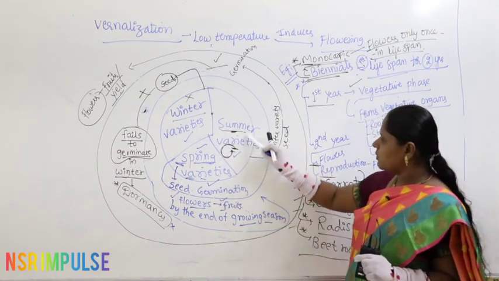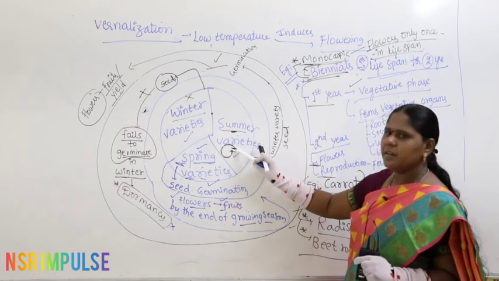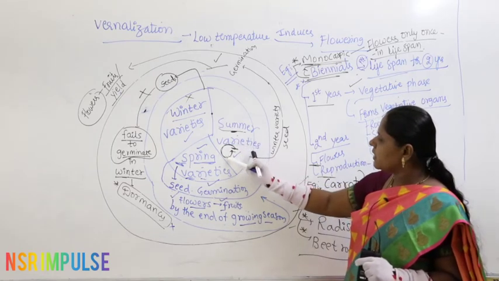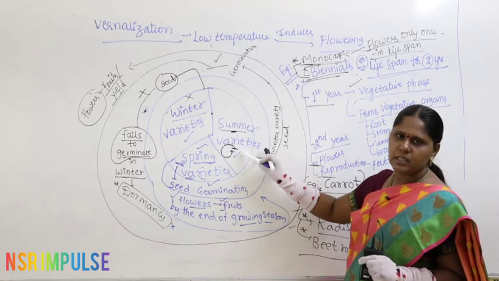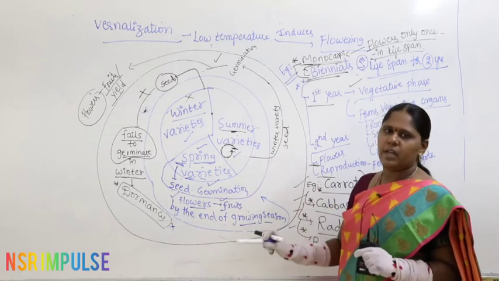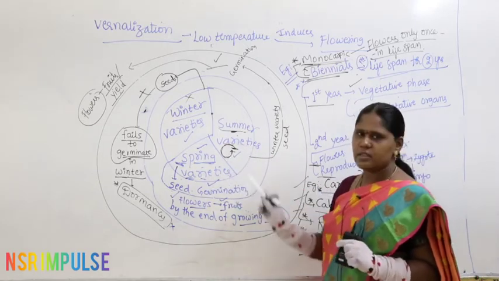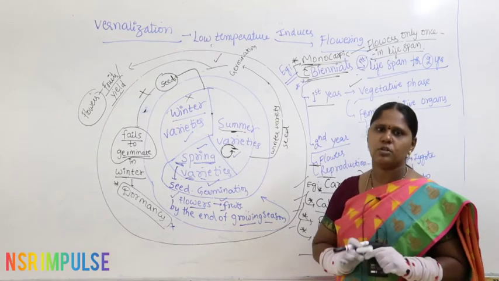Next is what we call summer varieties. They will be planted in the summer. Fruits and flowers will come by the end of summer season. They are called summer varieties. So, all three varieties respond differently to low temperature.